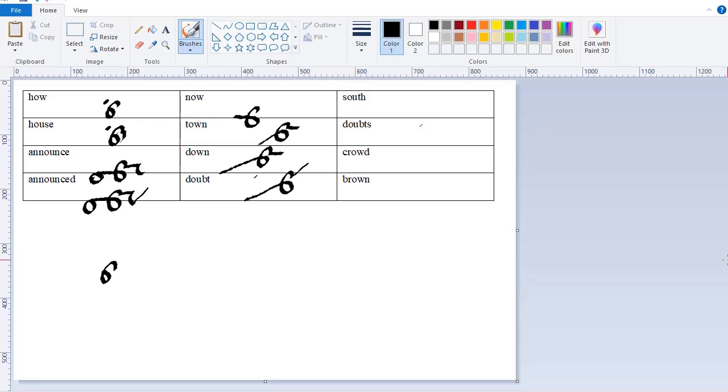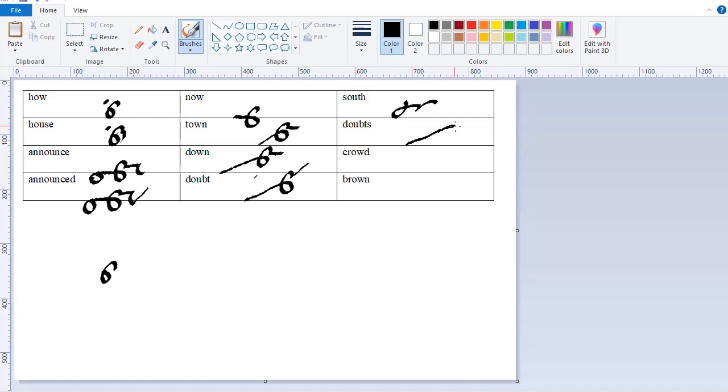South. So, we have S, A, saw. Yan, saw. And then, TH. Ulitin natin. We have S. Then, we have ow, TH. Next, we have doubts.